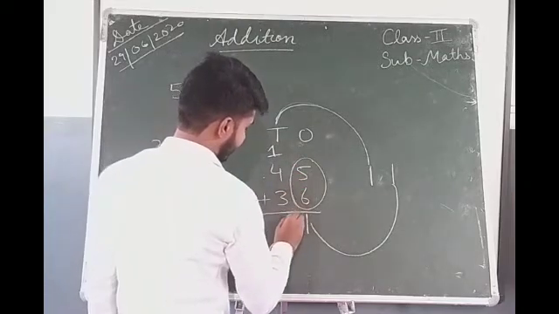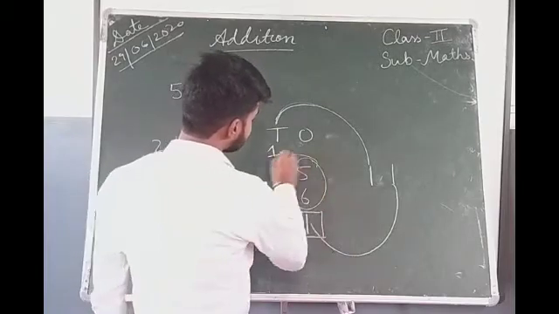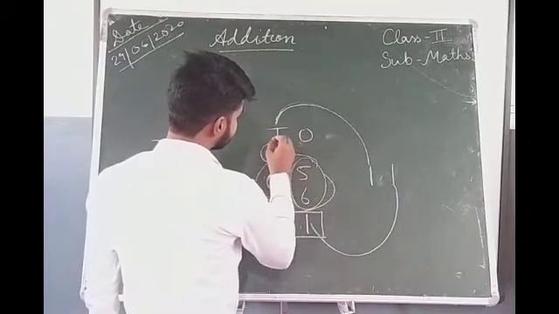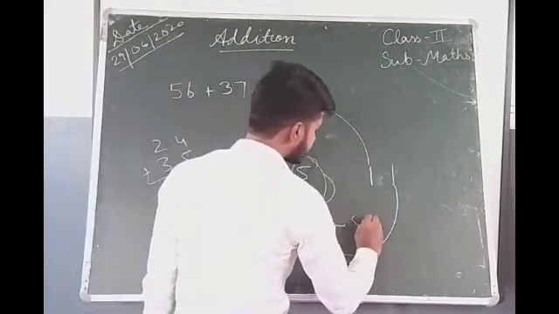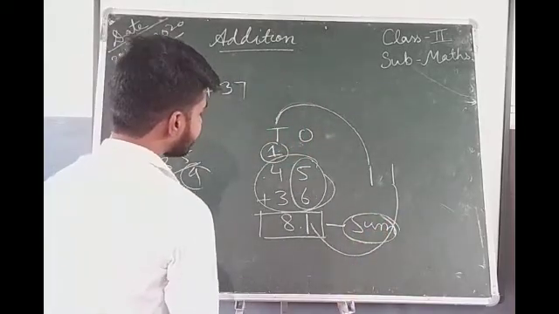Now plus 3, 8. In this way we will get the result. 5 plus 6, that is 11, and we will take carry 1. And 4 plus 1, 5, plus 3, that is 8. So this is known as the sum. The result is known as the sum. So what will we get there? 81.